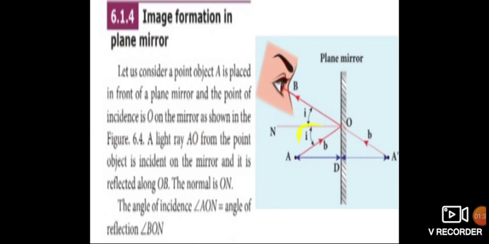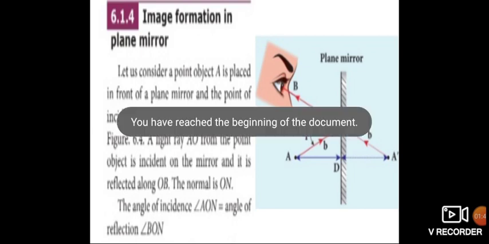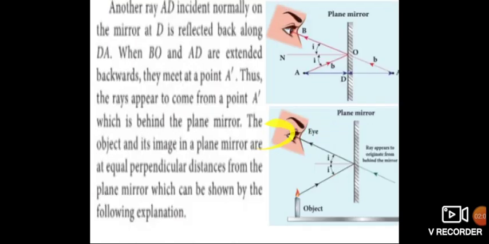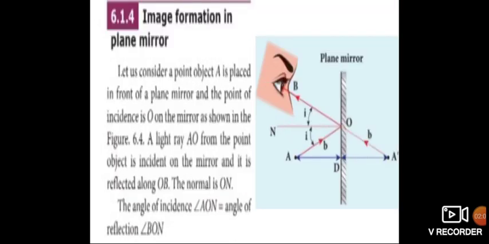From this we can calculate the values of the angle of incidence. So the angle of incidence is equal to angle AON. Okay, students? Next we can calculate the value of the angle of reflection, which is angle BON, and we need to write the letter R. Already you know that the angle of incidence is equal to the angle of reflection from the law of reflection. So both values are denoted as I.